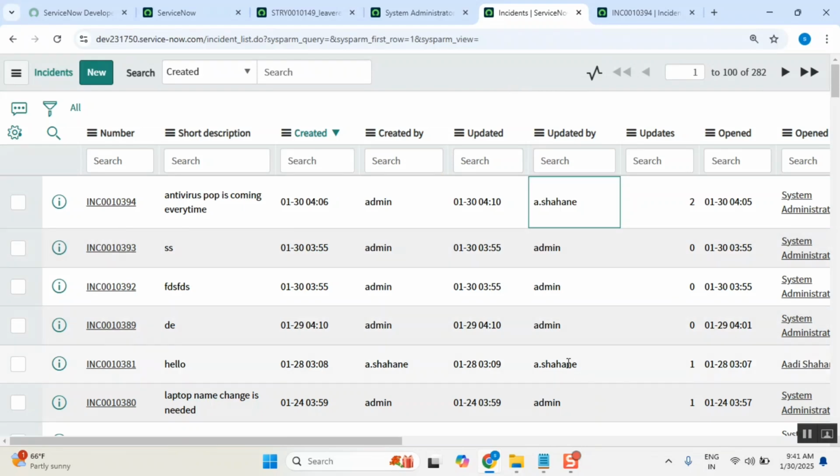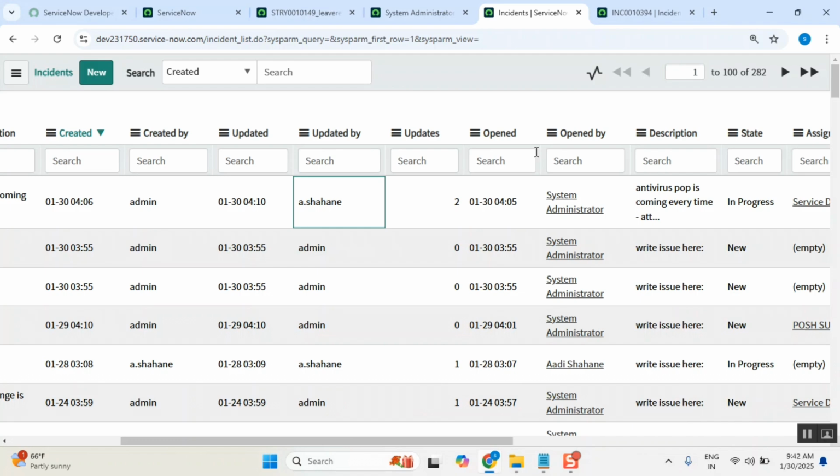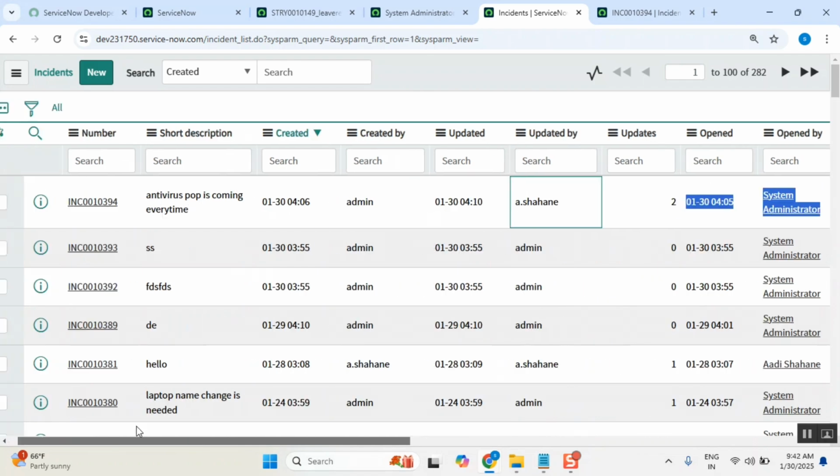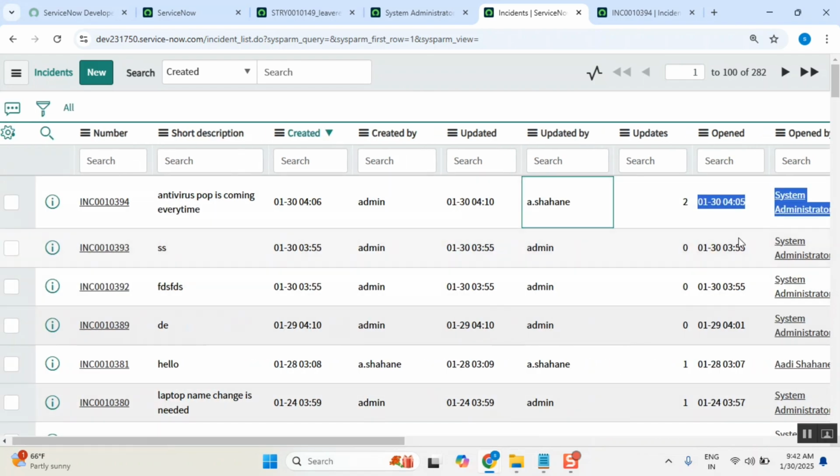Good. So see, created by, updated by, updates, we understood. Okay. Sir, in the incident table, there is something called opened also. Opened by. What is the difference between opened and created? Something fishy, correct? If you see, this opened and created both indicate the same meaning, correct?